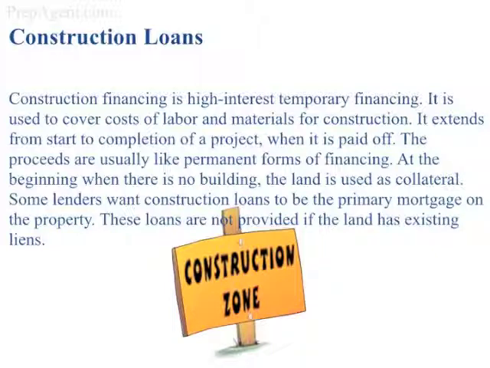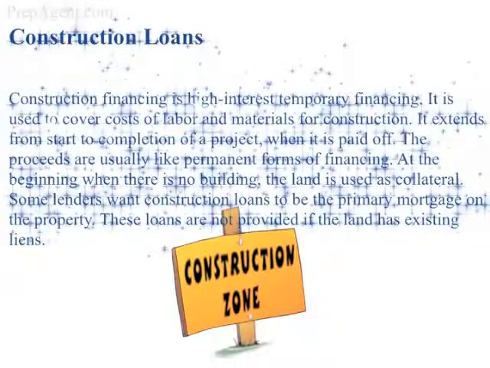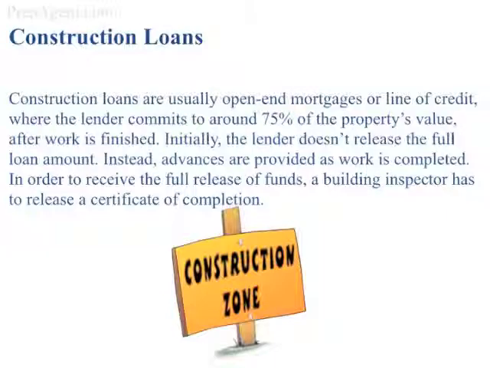Some lenders want construction loans to be the primary mortgage on the property. These loans are not provided if the land has existing liens. Construction loans are usually open-end mortgages or line of credit where the lender commits to around 75% of the property's value after work is finished.